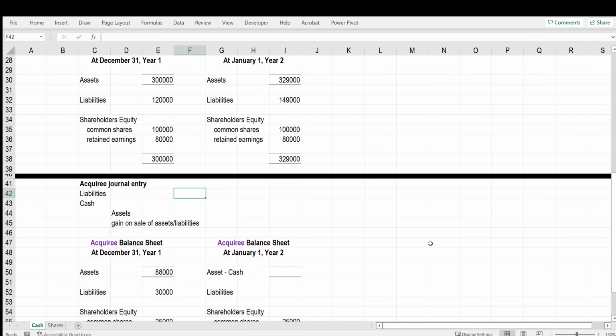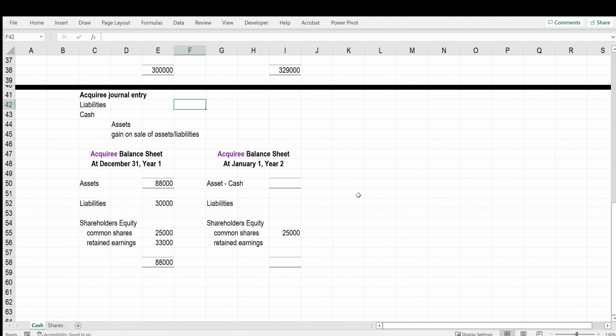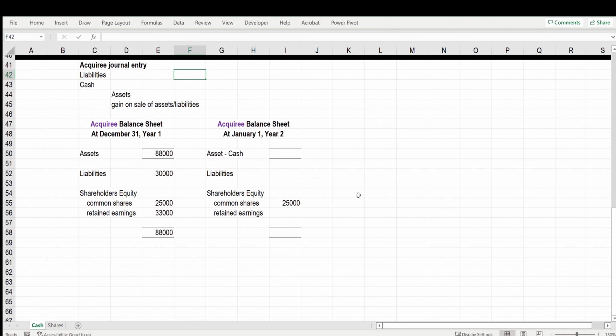Okay, now let's take a look at the journal entry for Cookie Company, the acquiree. It's helpful to take a look at the other side of what their journal entries look like. So the liabilities for Cookie Company, take a look at the balance sheet. It's actually going to come down. It's going to be debited now, so it's going to go down. So we're going to debit the liabilities.